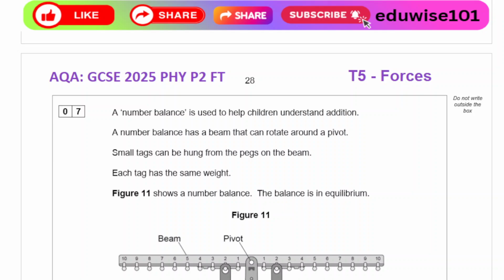A number balance is used to help children understand addition. The number balance has a beam that can rotate through a pivot. Small tags can be hung from the pegs on the beam. Each tag has the same weight. Figure 11 shows a number balance. The balance is in equilibrium.